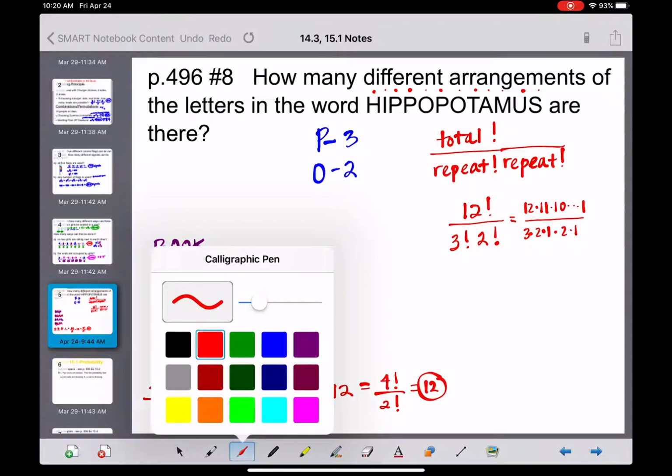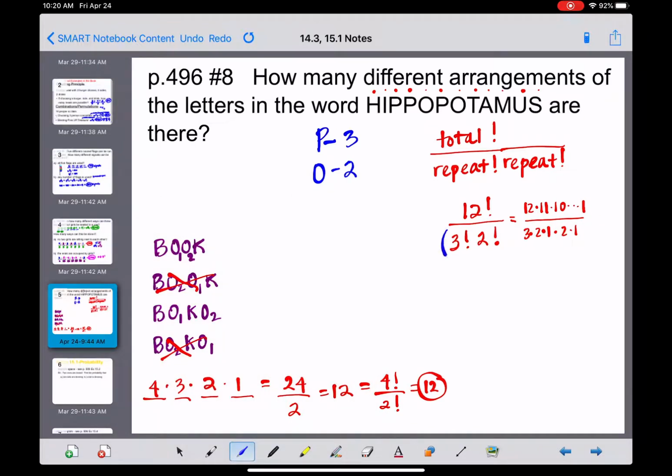So really you could just type it into your calculator. You would want to put the denominator in parentheses as you're doing it. So 12 factorial, under that math or that probability button, and then divide it by 3 factorial times 2 factorial. So when you do that, you get 39,916,800 different ways that you could rearrange those letters in the word hippopotamus. Some of them make words, some of them do not. So there would be that many arrangements.